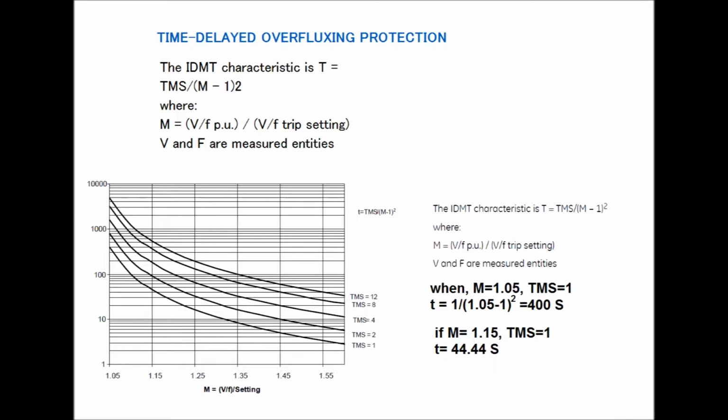Now let us take an example. The value of M is equal to 1.05 and TMS is taken as 1. Then trip time T is given by T equal to TMS divided by (M minus 1) square. That is T equal to 1 by (1.05 minus 1) square, which comes to 400 seconds. Again, if M is equal to 1.15, that is the measured voltage per frequency is more compared to the earlier case, then for the same TMS, that is TMS equal to 1, trip time will be equal to 44.44 seconds.